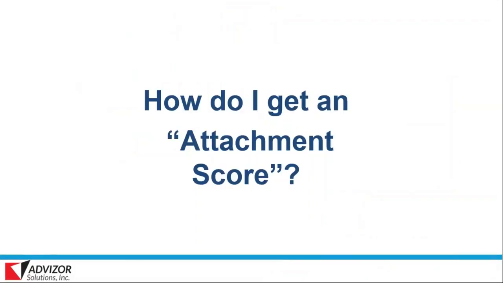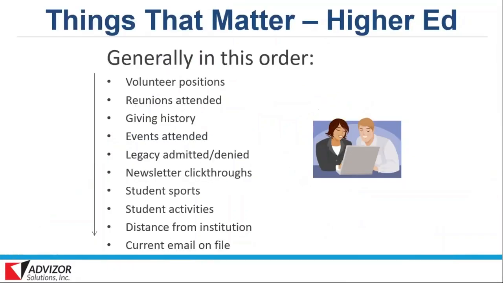So how do you get an attachment score? We talked about basically what they are. Now, where do they come from? Well, in higher ed, we'll hit healthcare in a minute, there's a set of things that generally weigh more than others. Typically, participating on a volunteer committee with other alumni really creates a deeper attachment. Attending reunions. Now, this depends on the school. We've done work with a lot of institutions, but in this case, two elite private schools.